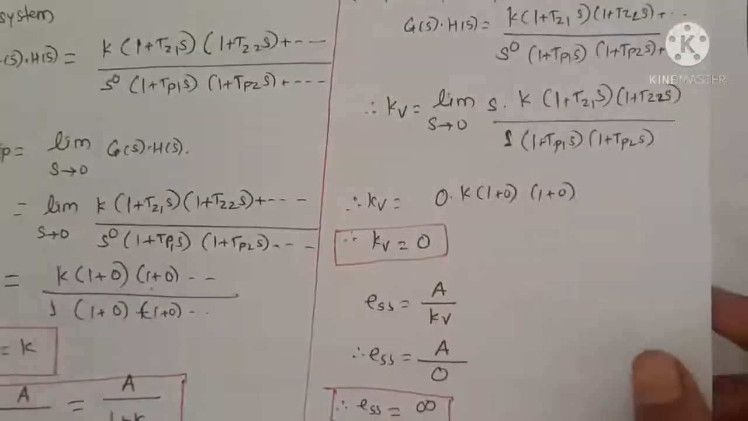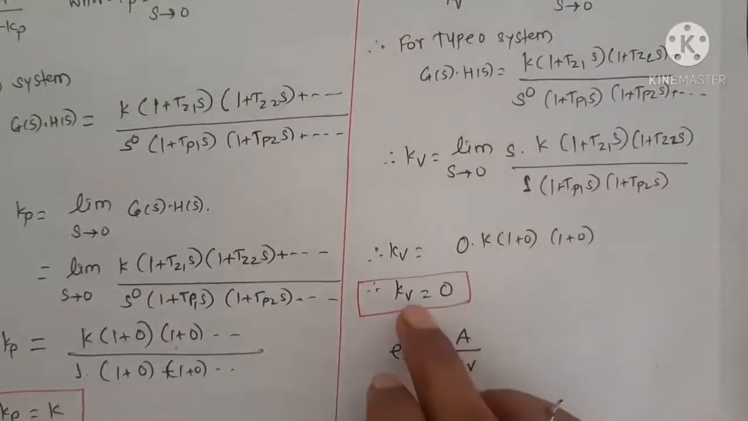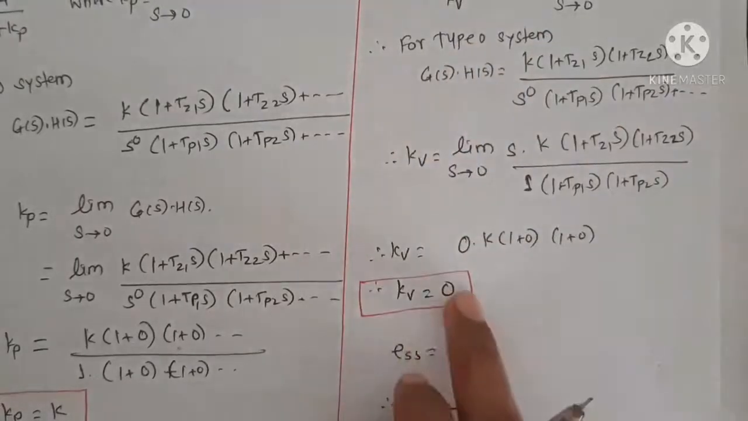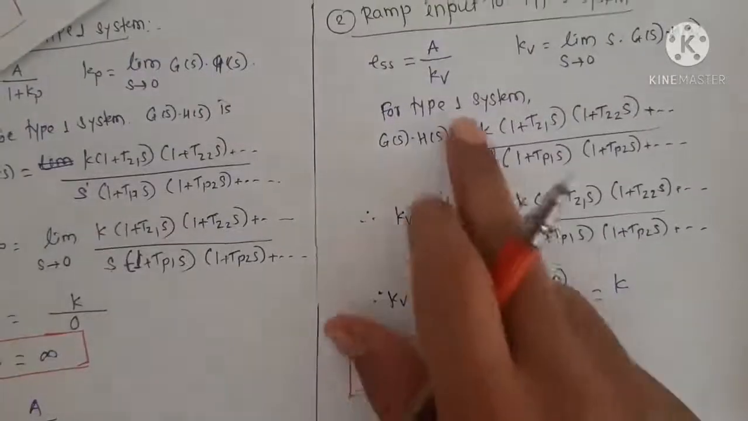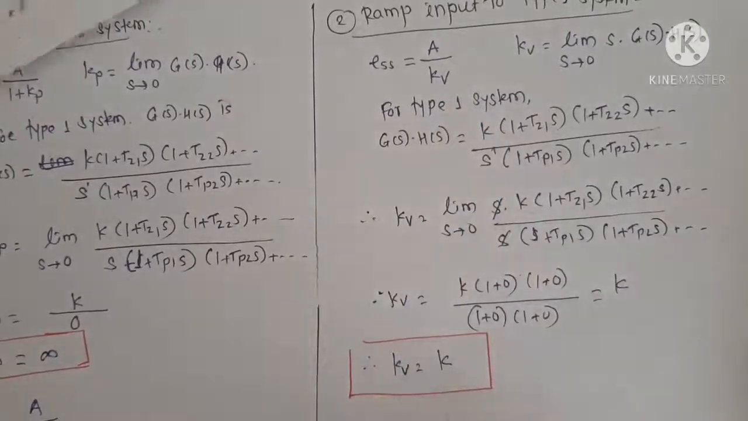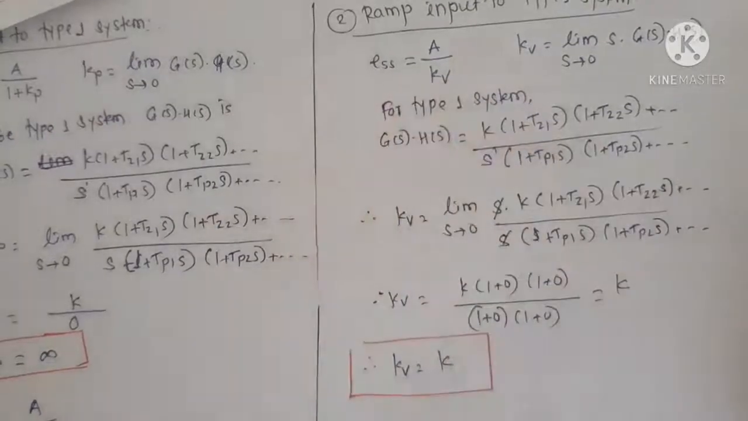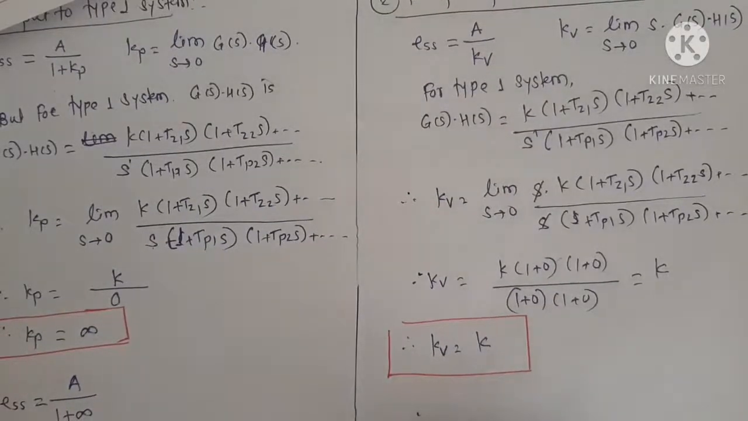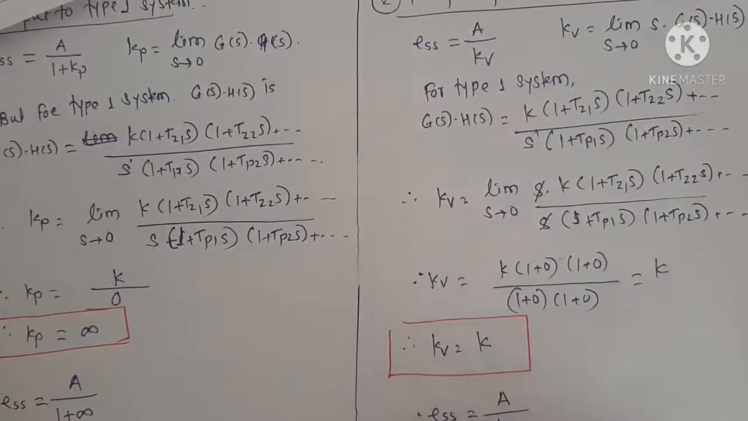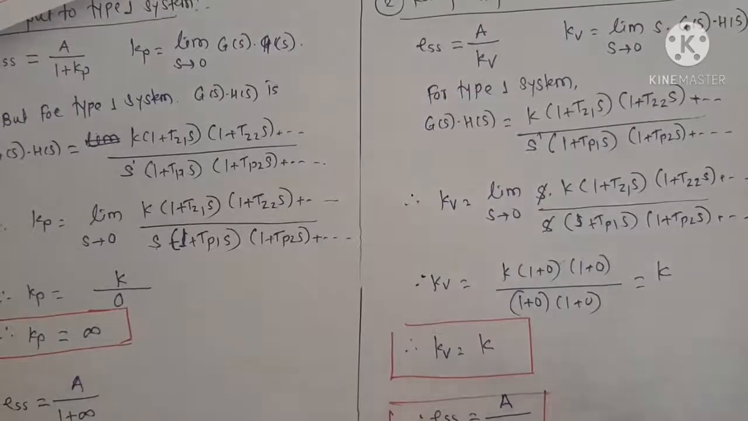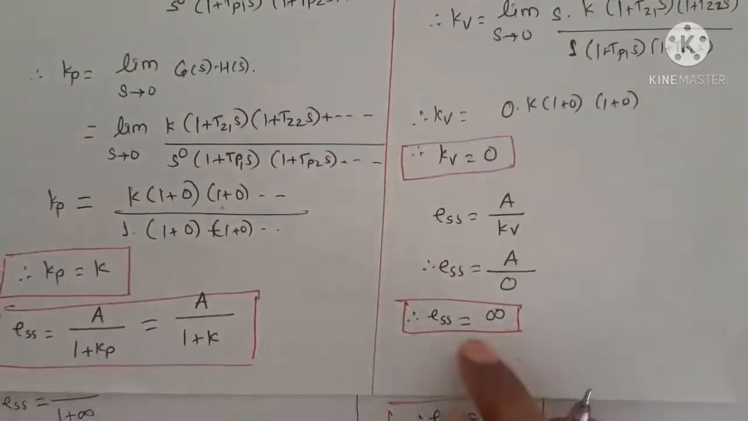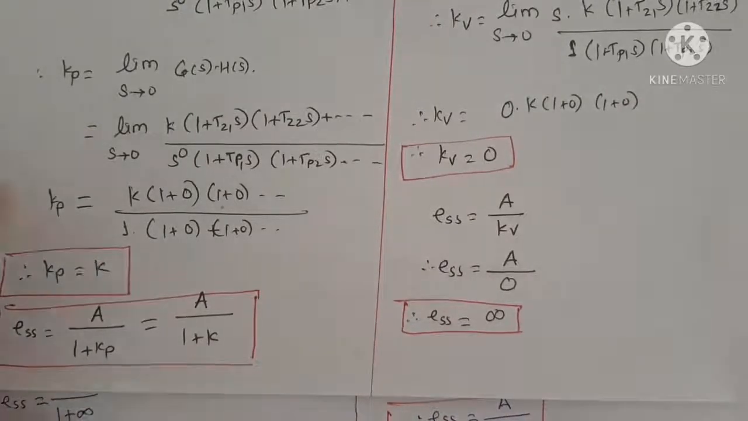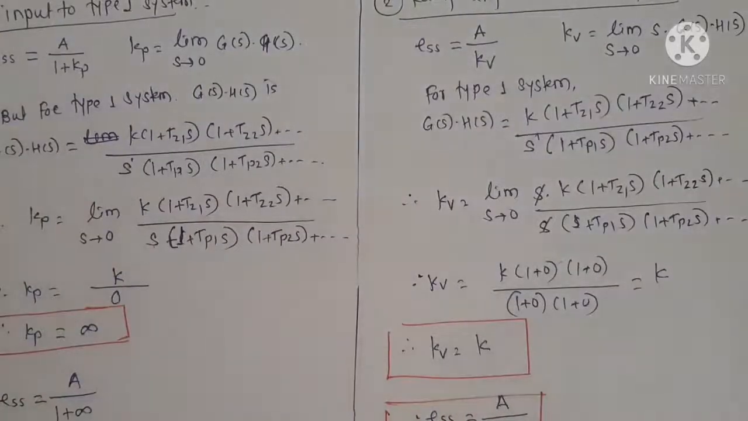But in previous lecture, yesterday, we have seen for type 0 system, Kv value is 0. For type 1 system, Kv value is K. So simply put that value in ESS equation, we get the ESS value for type 1 system. Therefore ESS is equal to A upon Kv, which is nothing but A upon K. Means ESS value for type 1 system is A upon K. For type 0 system it was infinity. Now next is parabolic input.